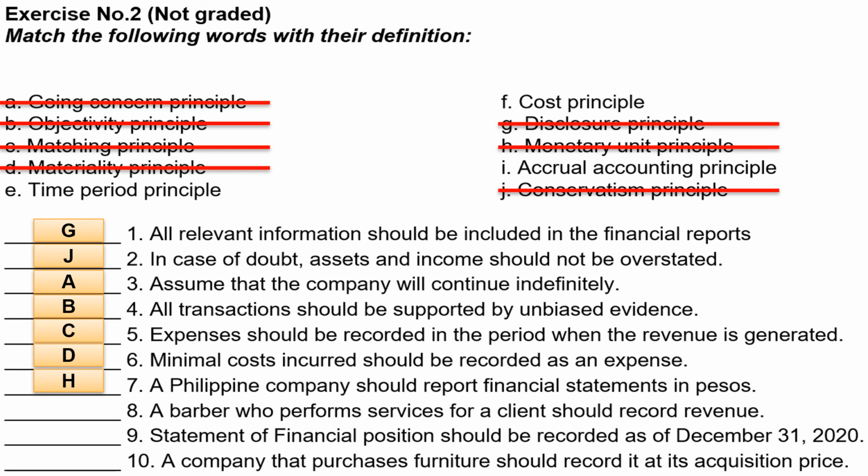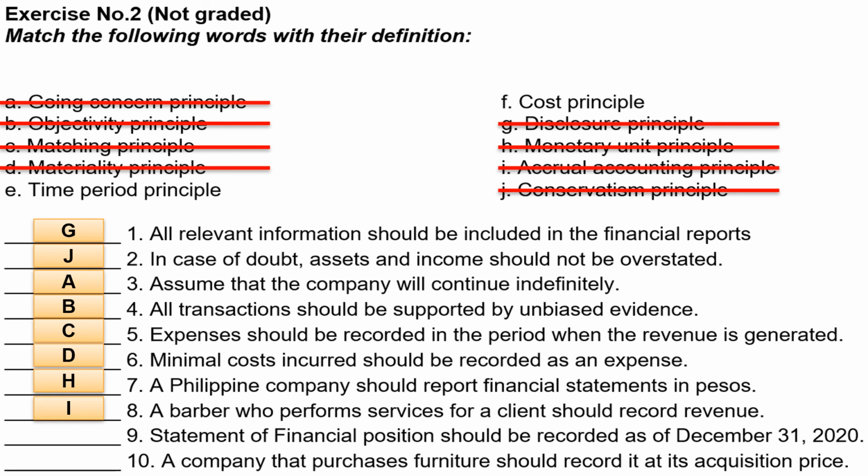Next, number 8. A barber who performs services for a client should record revenue. So, what type of principle is this? So, this is letter I, Accrual Accounting Principle. So, again, if na-perform na yung service, dapat mag-record tayo ng revenue. So, ibig sabihin, kapalit ng service ay yung revenue na kikitain natin. So, irregardless again of the cash received. So, that's accrual.